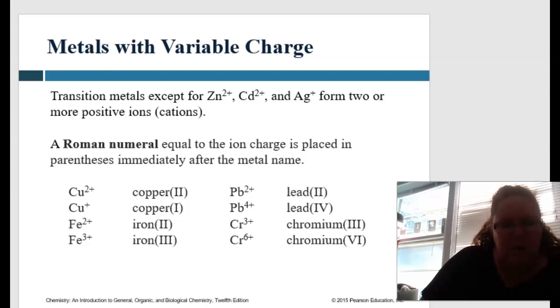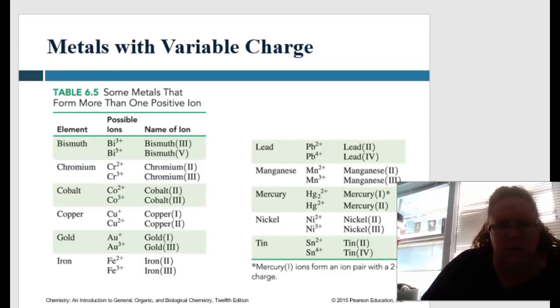Okay, so when we're looking at this, again, this is another one that might be good to print off: some metals that form more than one positive ion and the charges that they have.